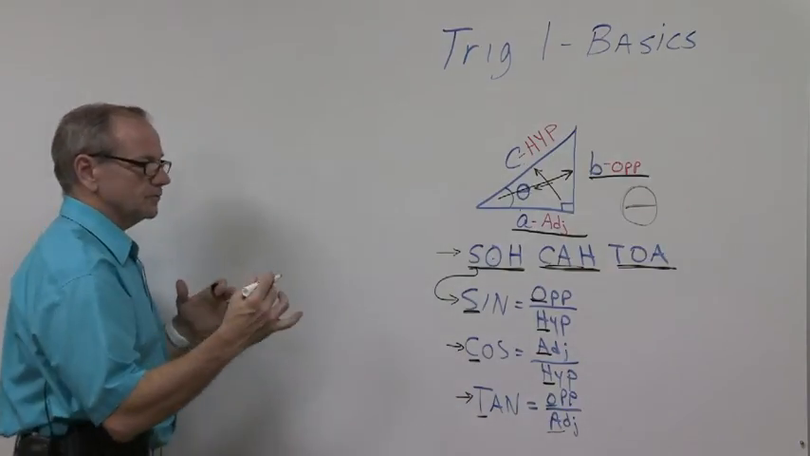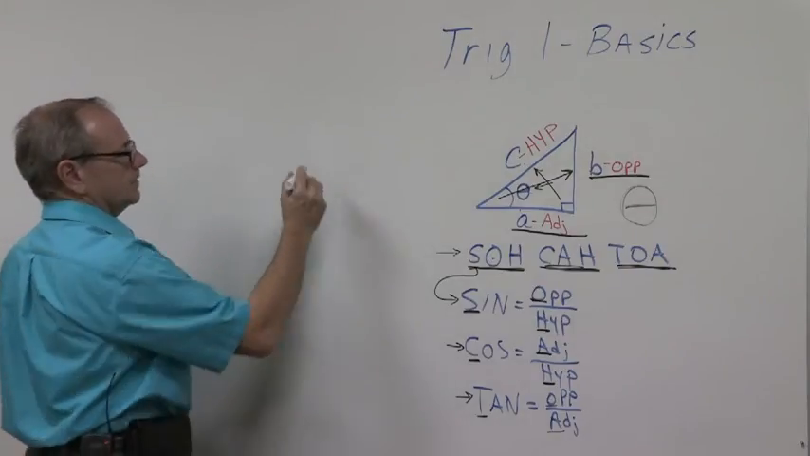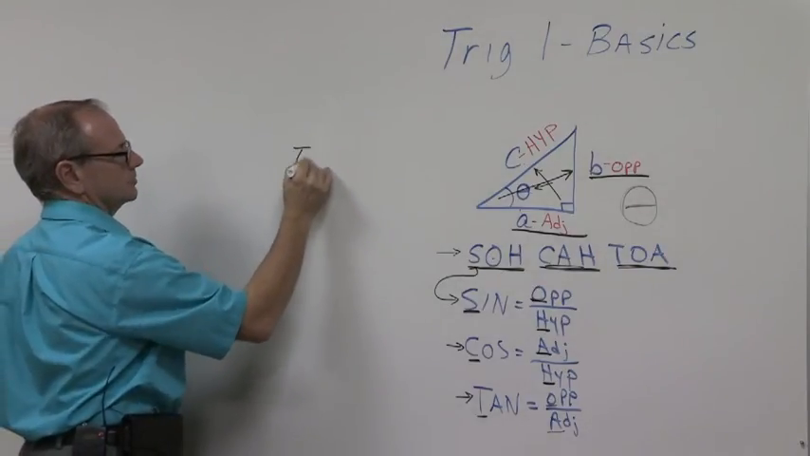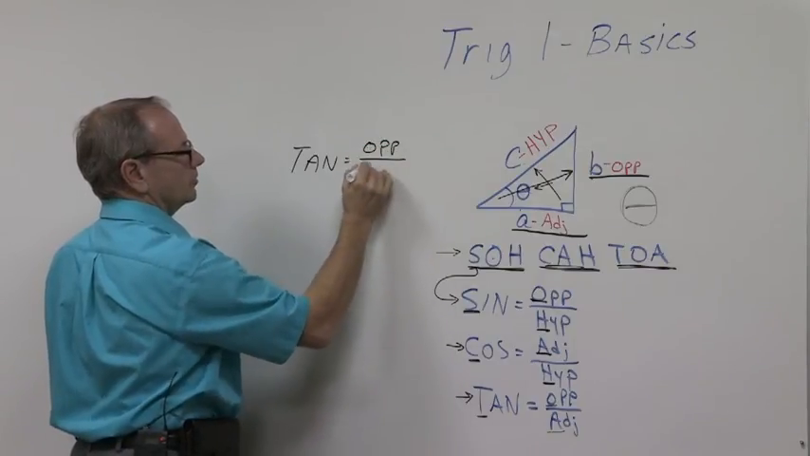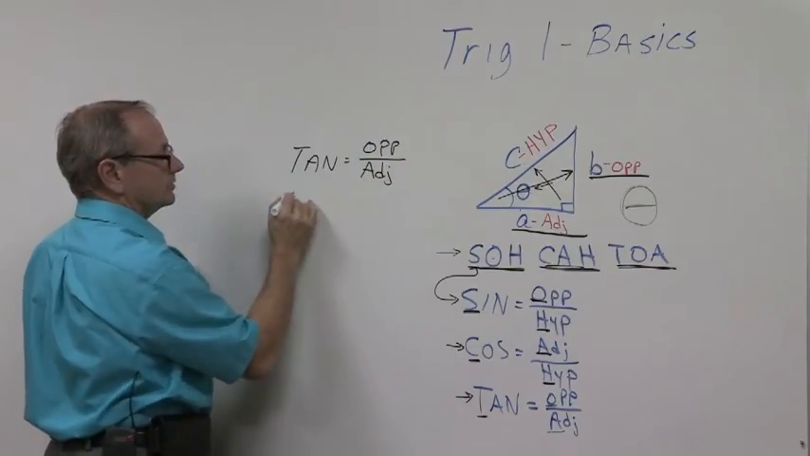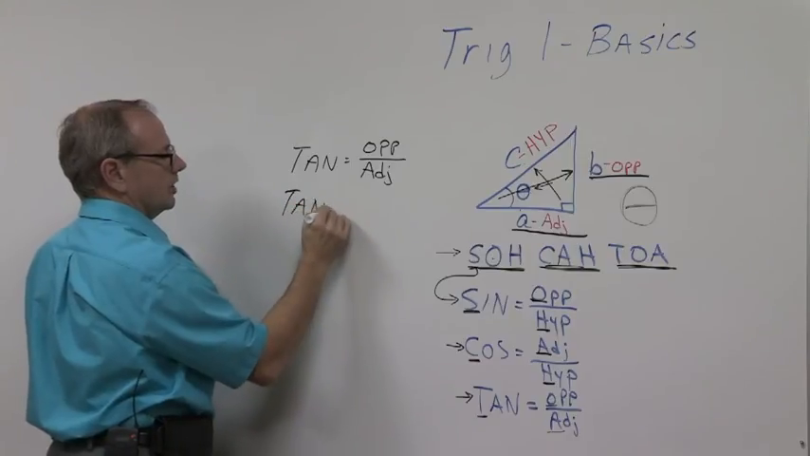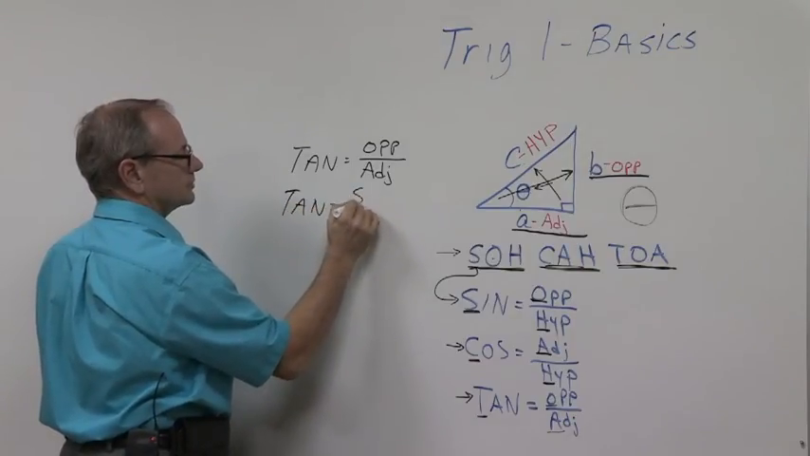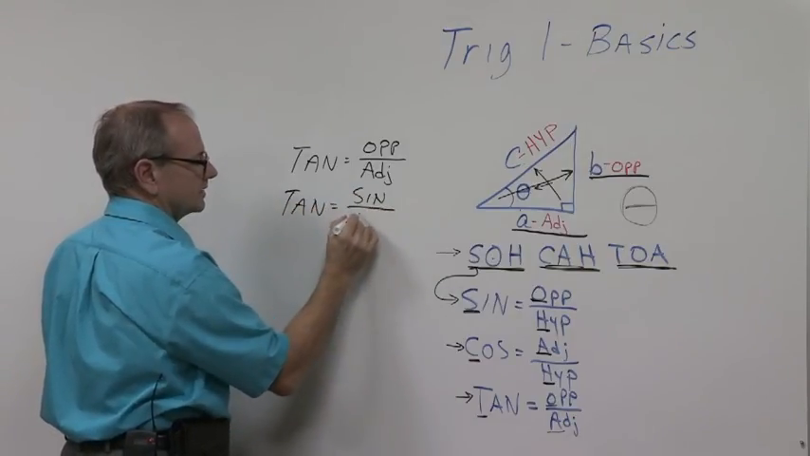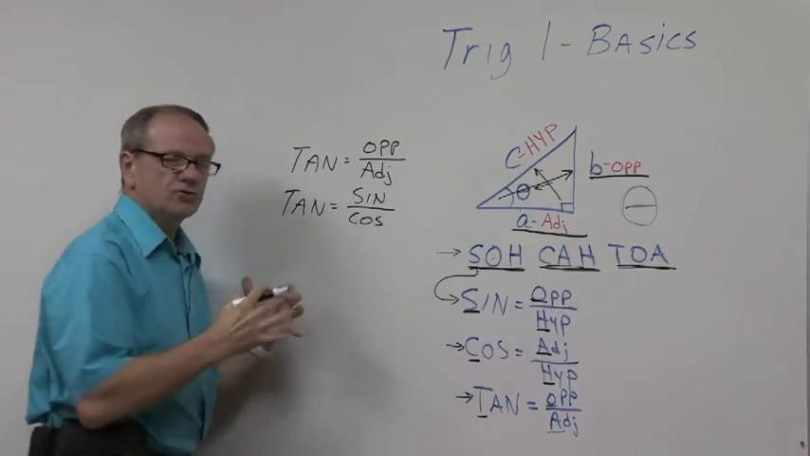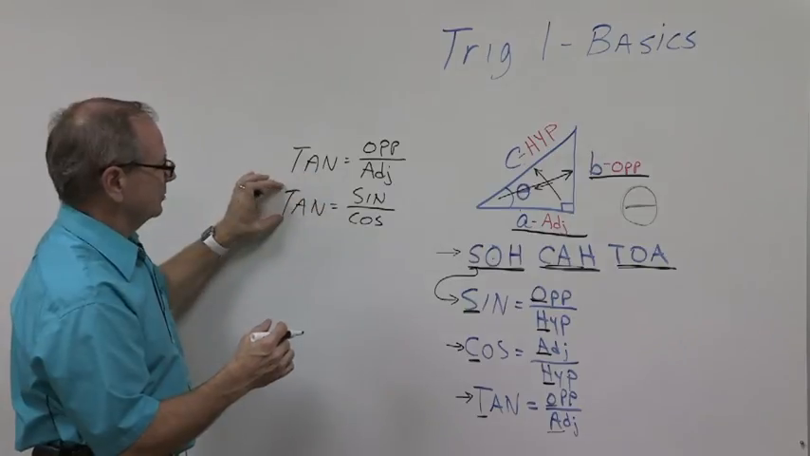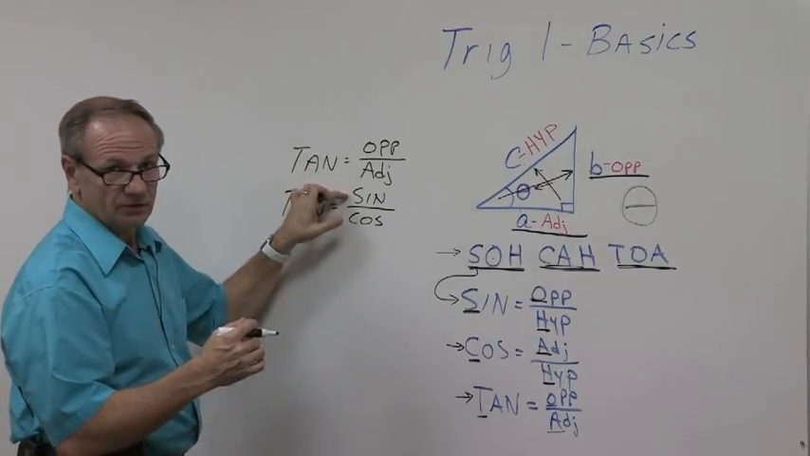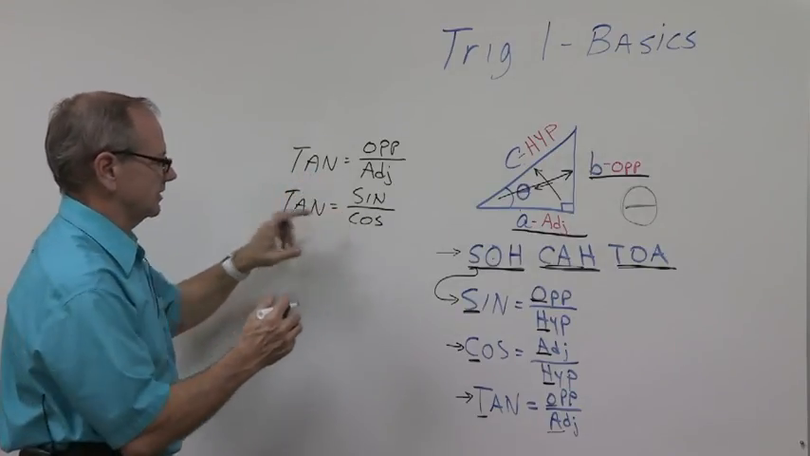Now we're going to work with these functions just a little bit more. If I look at tangent, tangent is equal to opposite over adjacent. But tangent is also equal to sine divided by cosine. Not trying to confuse things too much, but it's designed so that the tangent of an angle is equal to the sine of the angle divided by the cosine of that same angle.